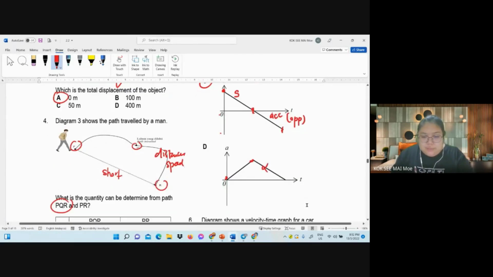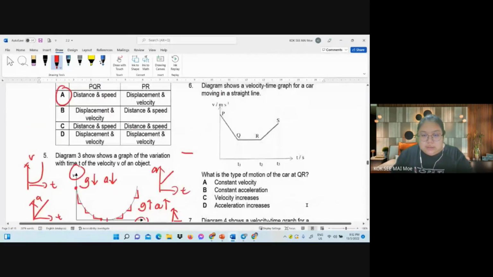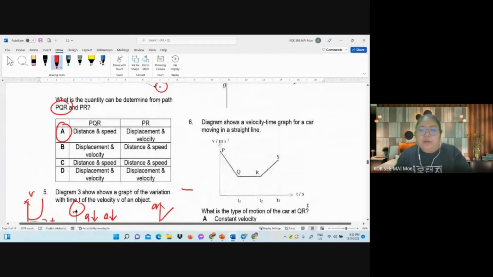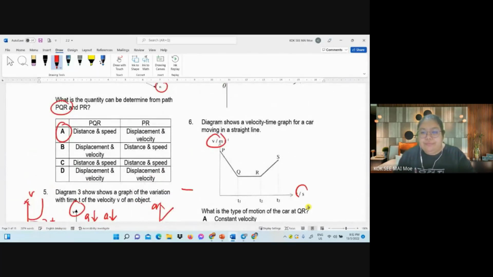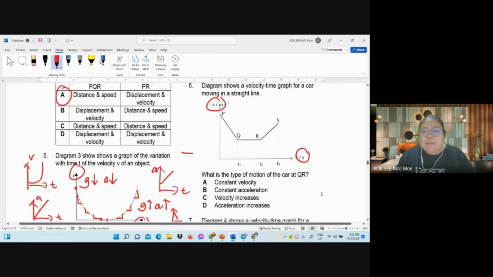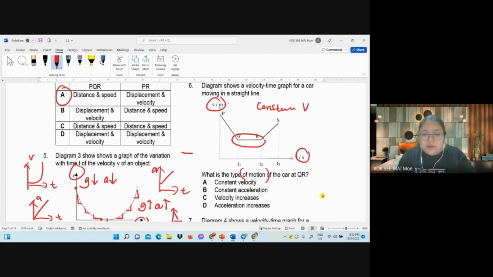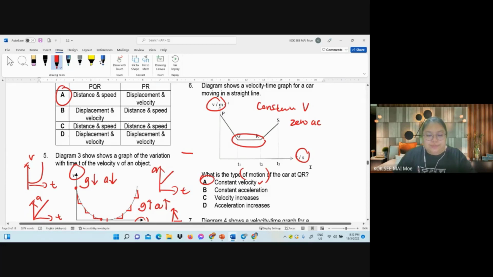To question number 6, VT graph, for a car moving in a straight line. What is the type of motion? For QR, it is a constant velocity. So constant velocity, A is correct. Or you can write zero acceleration. We don't have any other zero acceleration, so the answer is A.